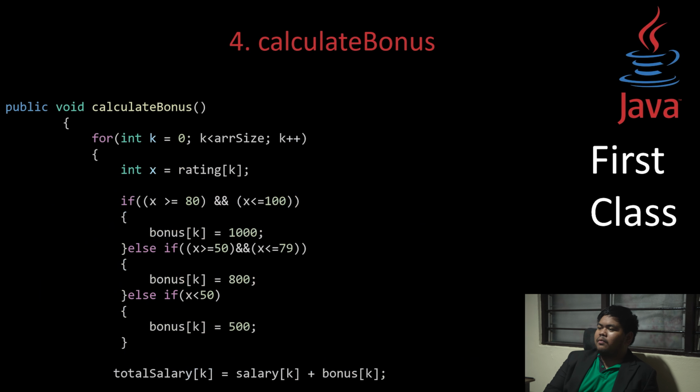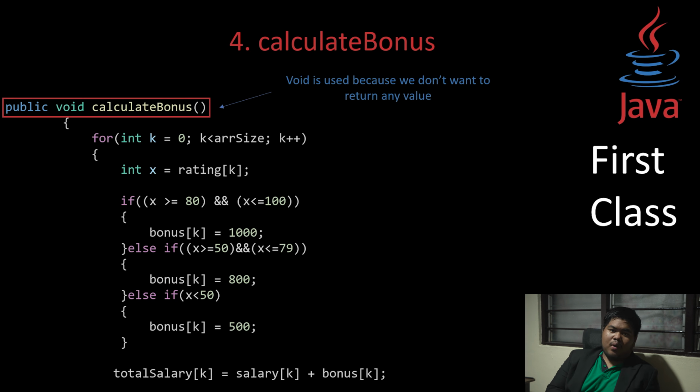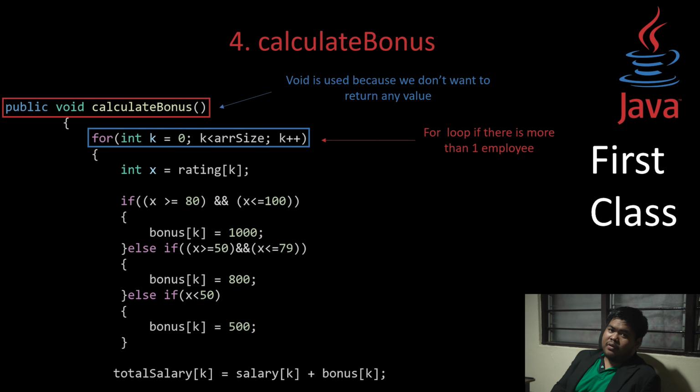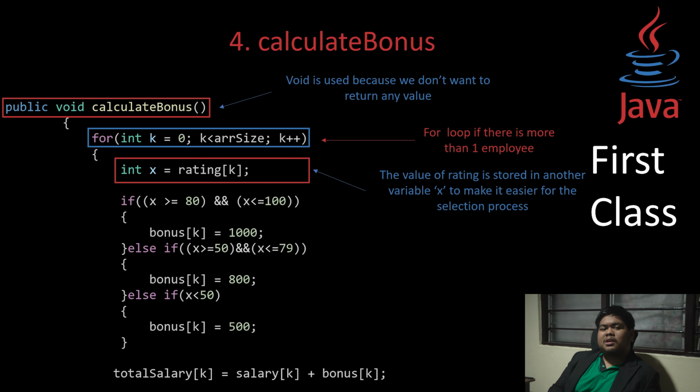Moving on to 4, calculate bonus. And again, we are using void right here because we don't want to return any value, and also set it to public. And here we also have a loop if there is more than one employee. But this time, we do not have to choose because it will calculate all of the employees right away. So here is the loop. We are using a for loop. There are 3 loops: for loop, while loop, and do while loop. We are using a for loop because it is simple.